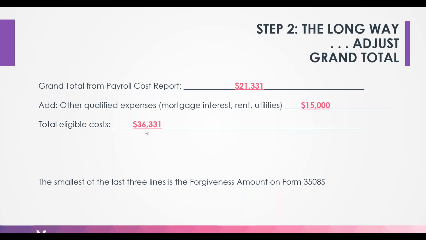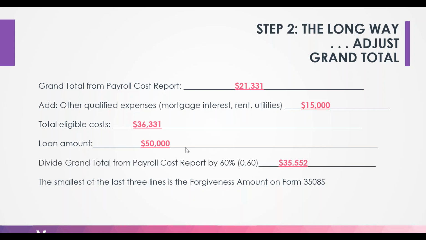The answer is no. The first limit is the loan amount. You can't claim forgiveness for more than your loan amount. So let's say my payroll had been not $21,000, but $210,000. So the total eligible cost would have been $210,000, but still, since my loan was only $50,000, they're not going to forgive more than they actually paid me. So that's the first limit on the forgiveness. And then the second limit is the 60% rule.